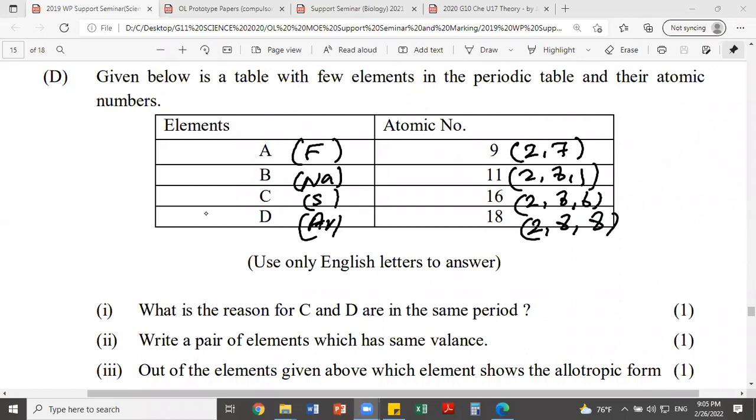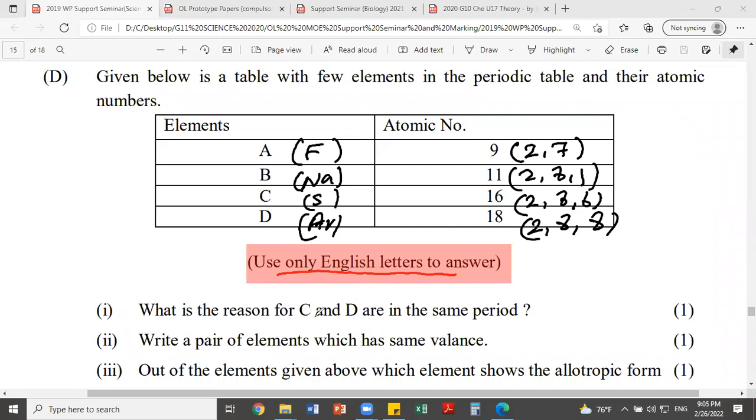Use only the English letters to answer. Be careful. Some papers are testing whether you are adhering to the instructions given. Some students write the real symbol. Look at the instruction given: only the English letters to answer. That means you have to adhere to the instructions given. That is also a mistake some students are making.